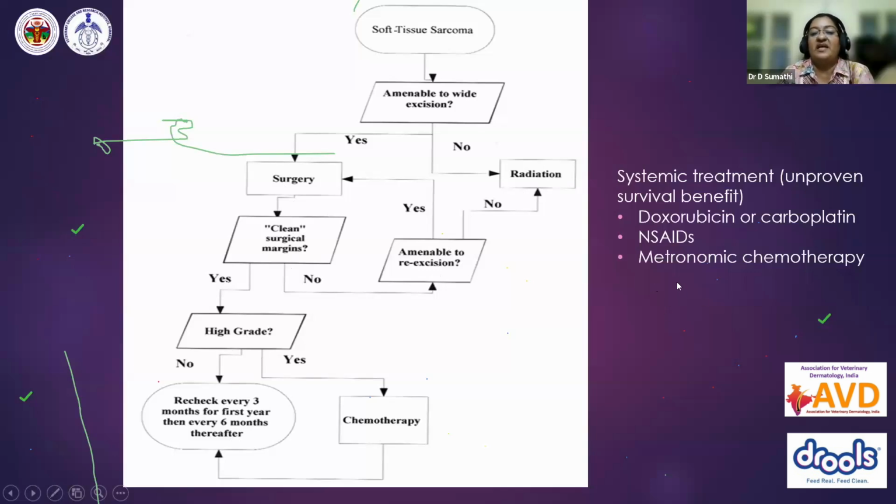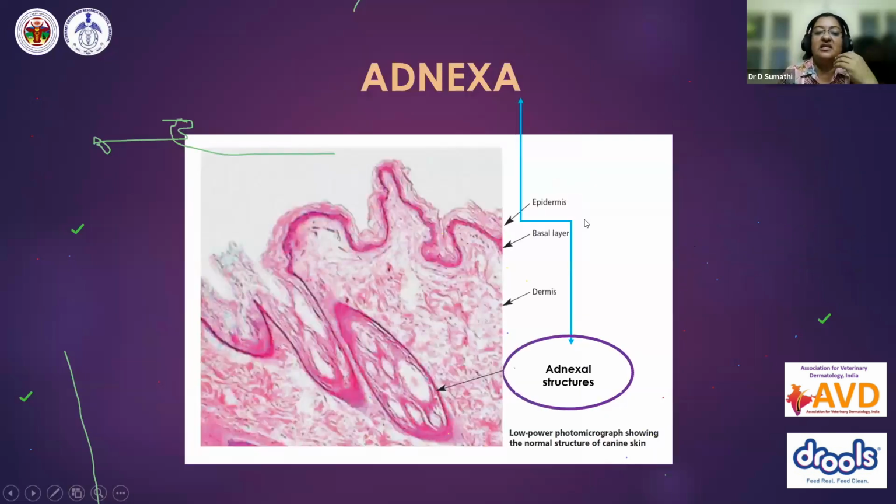So what are all the chemotherapy agents that are being used? Doxorubicin. You can also go with carboplatin, which is very safe. You can also go with drugs like firocoxib, NSAIDs, and metronomic chemotherapy in such conditions.